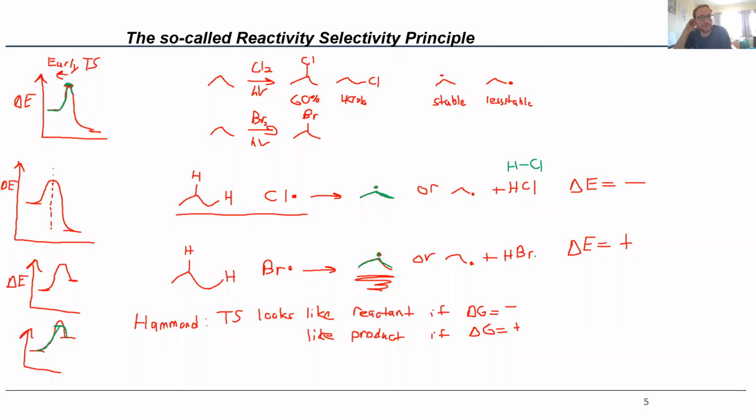The reactivity selectivity principle is certainly very important, and so is the Hammond postulate. If any of you go on to take the physical organic chemistry class offered as an upper course elective, which I think you all should because it's awesome, you'll talk about these things in a lot more detail. I just thought I would break some ground on it for you.